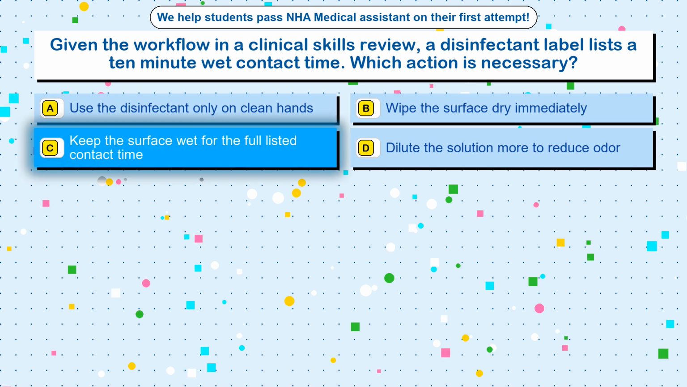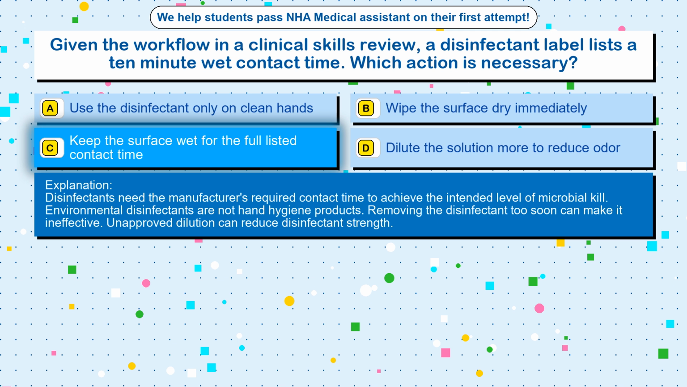The correct answer is option C. Keep the surface wet for the full listed contact time. Disinfectants need the manufacturer's required contact time to achieve the intended level of microbial kill. Environmental disinfectants are not hand hygiene products. Removing the disinfectant too soon can make it ineffective. Unapproved dilution can reduce disinfectant strength.